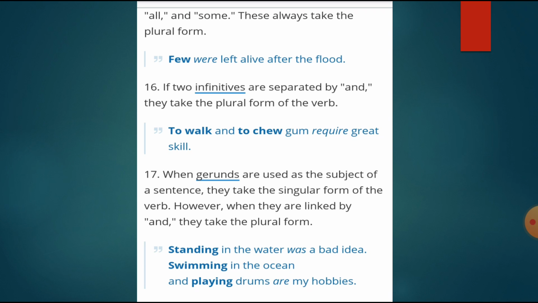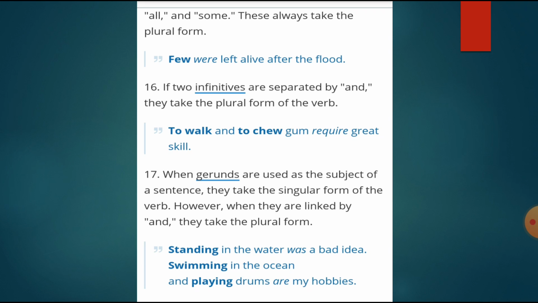Rule number 16. If two infinitives are separated by "and", they take the plural form of the verb. To walk and to chew gum require great skill. By infinitive we mean when we place "to" before the verb. Walk is a verb and chew is also a verb, and you can see "to" has preceded these two verbs, so these two verbs become infinitives.